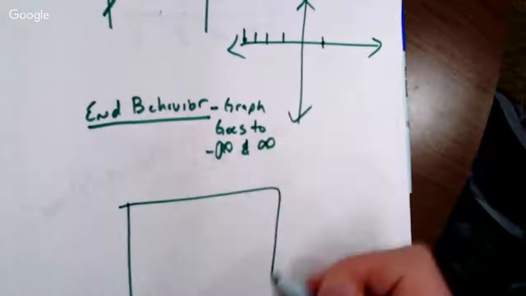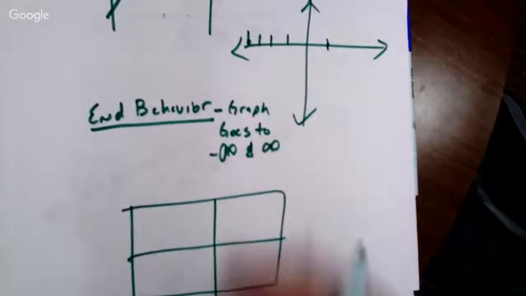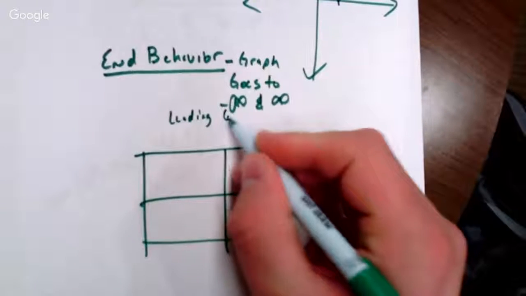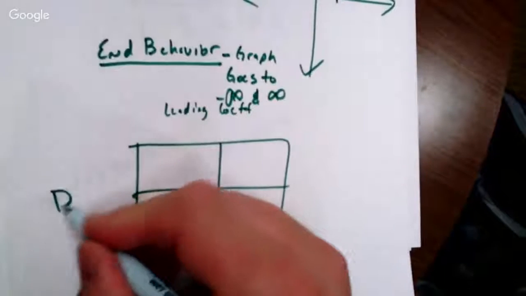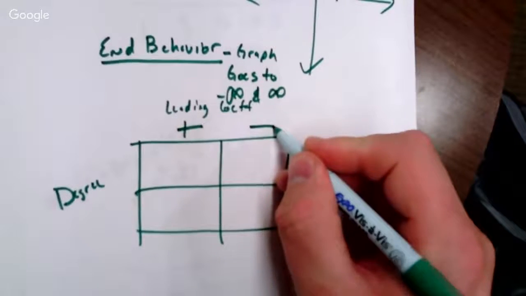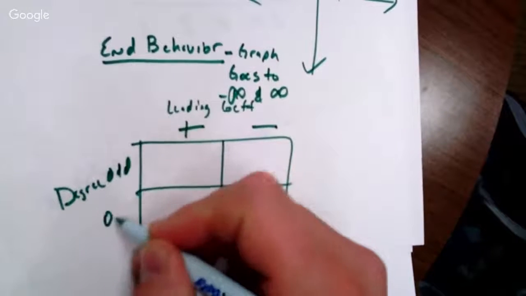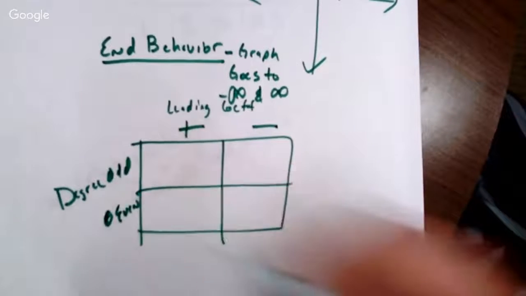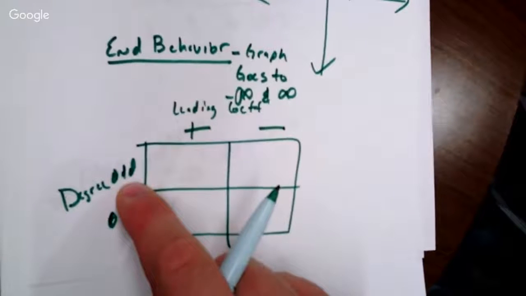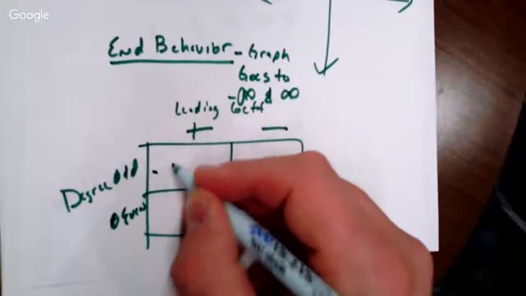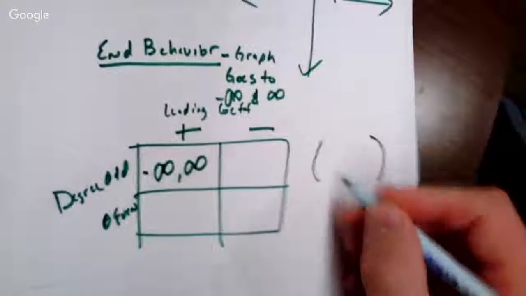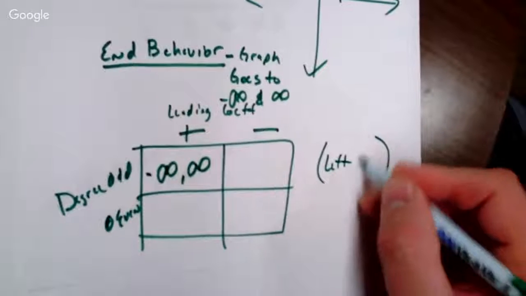In Algebra 2, we don't talk about something called limits, but you'll hear that word in pre-calc and in calc. The only two things that matter are your leading coefficient and your degree. Your leading coefficient is either going to be positive or negative. Your degree is either going to be odd or even. If your leading coefficient is positive and your degree is odd, it's going to start at negative infinity and end at positive infinity. This is telling you where it starts on the left and where it goes on the right.